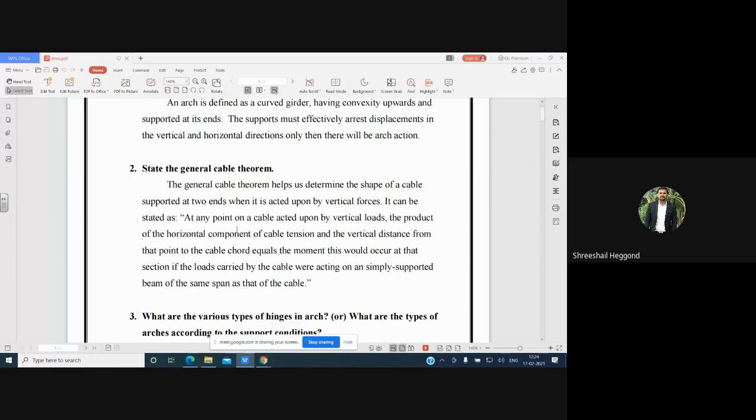All these will be considered vertical loading conditions, which act in the downward direction, and the member forces will be in the direction inclined to the horizontal, towards the end supports. That will be the general cable theory.